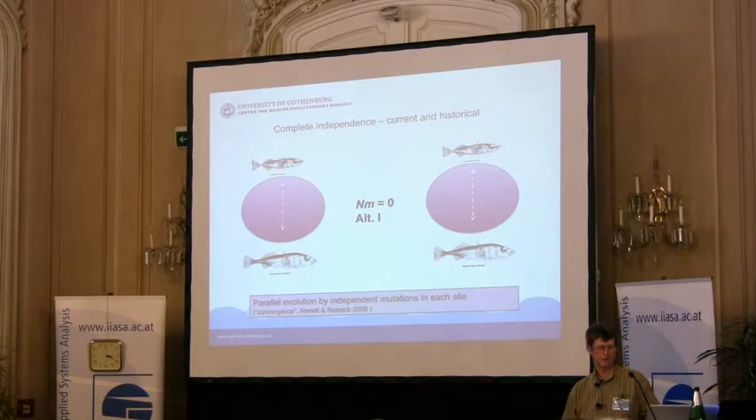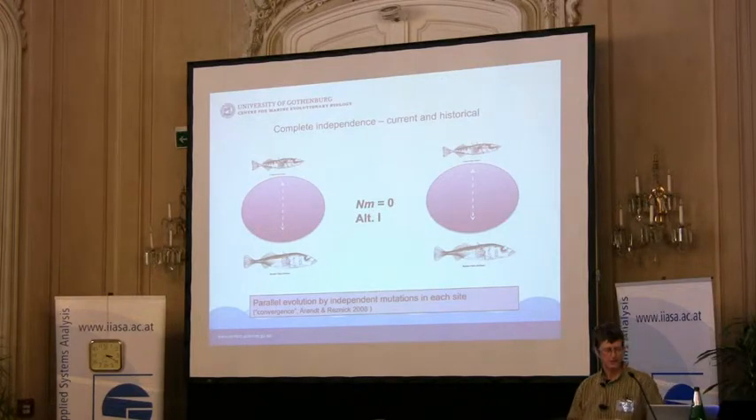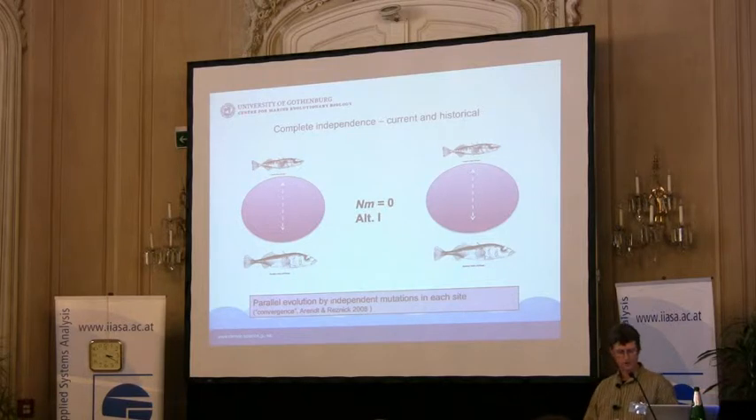That was suggested by Arendt and Reznick, because there is actually no big difference between parallel evolution and convergent evolution. It's a matter of the same process. So we can use the name convergence, because then we know what we are talking about.